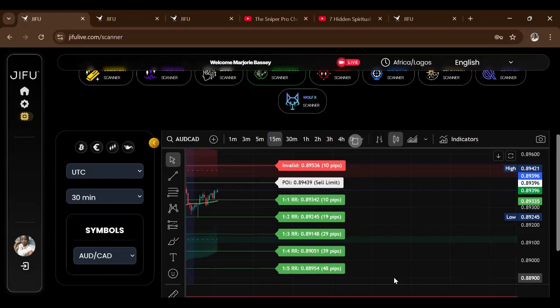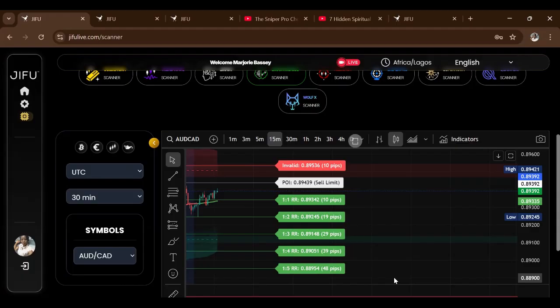Yes. All right, so now the trade idea on Smart Monies is a sell limit, and the entry price is 0.89439. The invalidation or stop loss is 0.89536. And then we said we are going to go with TP2, 1 to 2 RR, which is 0.89245. And then I simply click on place. That is my sell limit.